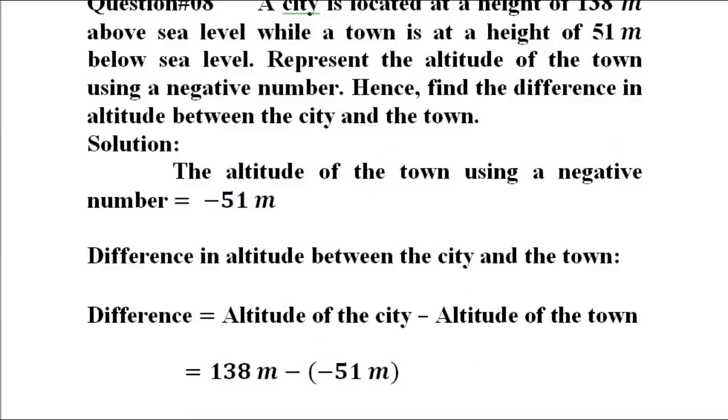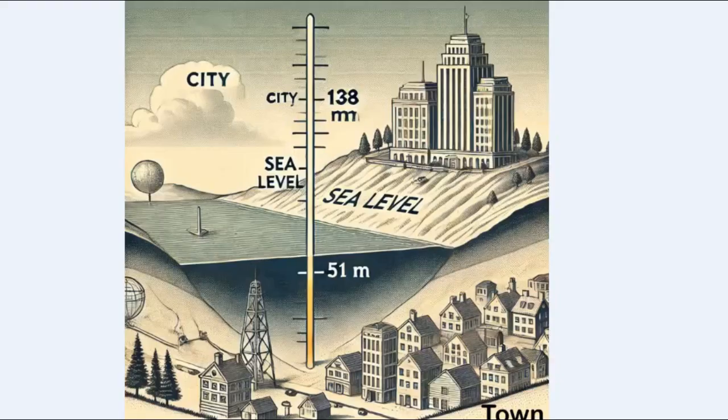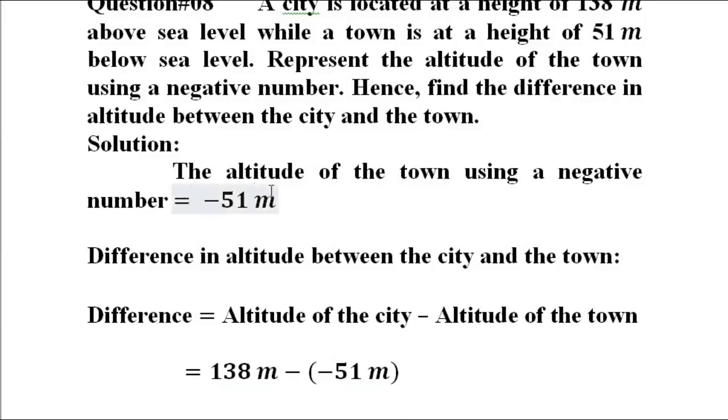Now here is the model of the given statement. You can see the height of the city, which is 138 meters above sea level. This right here is the sea level. The town is also illustrated in the model and is 51 meters below sea level. Since the altitude of the town is 51 meters below sea level, we usually denote it using a negative number. Therefore, the altitude of the town using a negative number is negative 51 meters, which is the answer to the first part of the question.